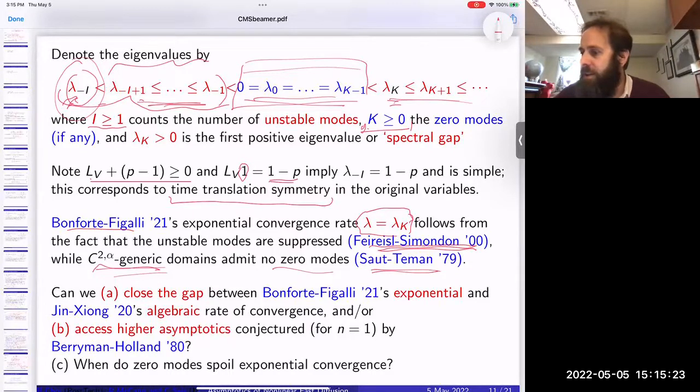As I said, I'd like to close the gap between their exponential convergence and Jin Xiang's algebraic lower bound: exponential upper bound, and algebraic lower bound. If possible, we'd like to access higher order asymptotics, such as those conjectured in one dimension by Berryman and Holland. And finally, we'd like to understand better to what extent the presence of zero modes spoils exponential convergence. Any questions?